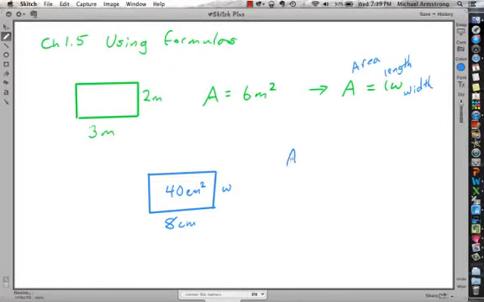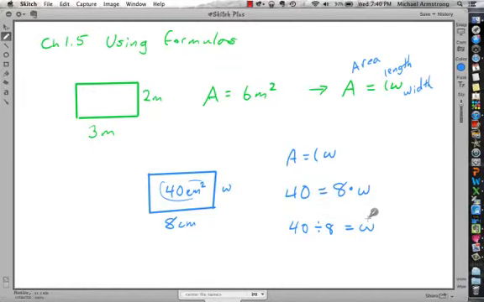Area equals length times width, and I always like to write it out, and then I start plugging in what I do have. The area is equal to 40. So I already know that, and now I know the length. The length is 8, but what I don't know is the width. So 8 times W. Okay, so 40 equals 8 times W. And if you know a related division problem, that means 40 divided by 8 equals W. W times 8 equals 40.